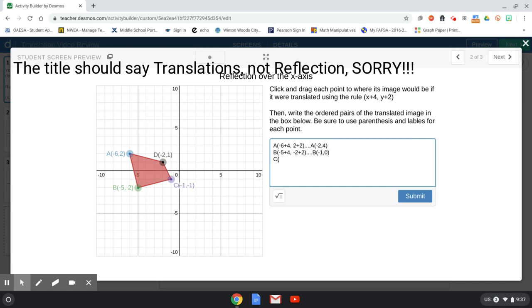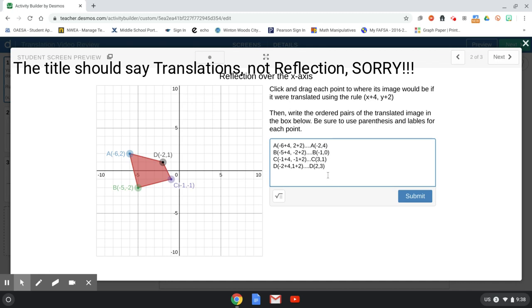C is starting at negative 1, negative 1. The rule says x plus 4, so negative 1 plus 4. And then y plus 2, so negative 1 plus 2. Because both of these are negative 1, that gives me negative 1 plus 4 is 3. Negative 1 plus 2 is 1. So that should be my point. Finally, D is negative 2, 1. So I'm starting with negative 2, adding 4. 1, adding 2. So point D becomes negative 2 plus 4 is 2. 1 plus 2 is 3.